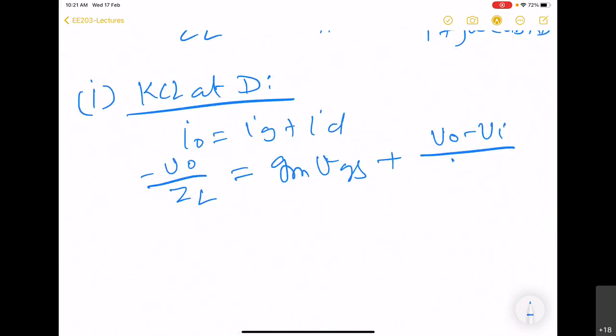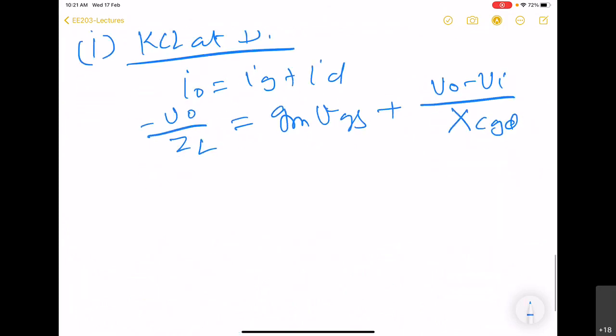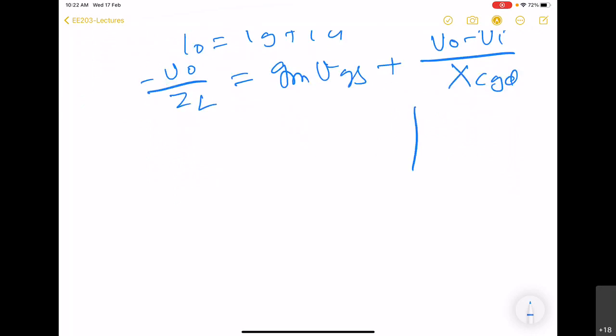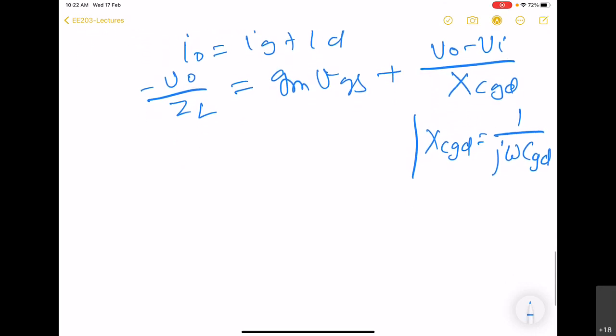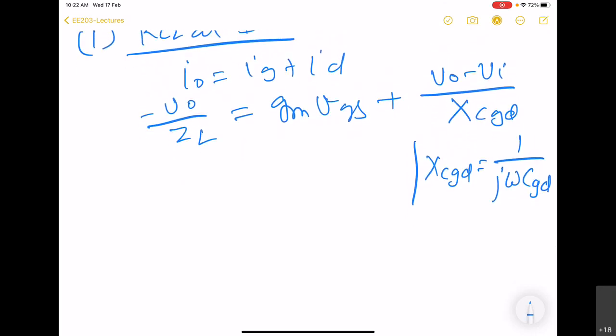That reactance we designate by XCGD. I have used this symbol for the complete value of the reactance, which means this X contains the j also. Usually j is kept outside, but just to keep the symbols and the number of terms simpler, I have done this. So keep in mind that X is always imaginary; j is contained inside this X. This is the KCL at D, and here VGS is equal to Vin.